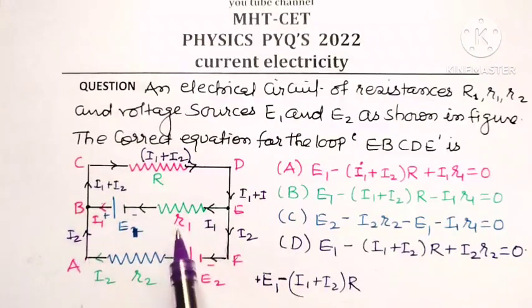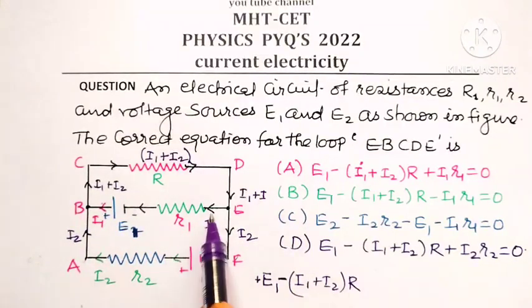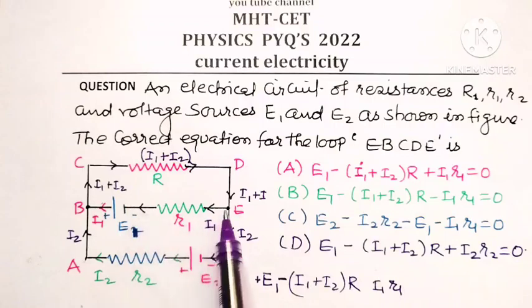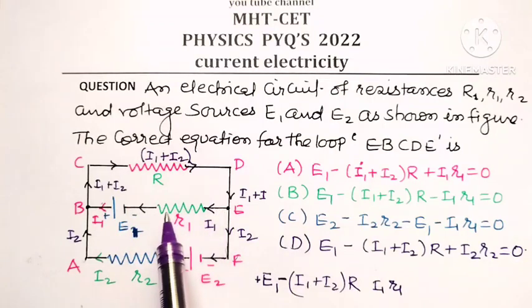From E to B, we have a resistance R1, and the current flowing through it is I1. So the potential difference across this internal resistance small r1 is I1 R1. Again, the current is flowing in the same direction as that in which we are tracing the circuit, so this potential difference is taken with a negative sign, and the total is equal to 0.